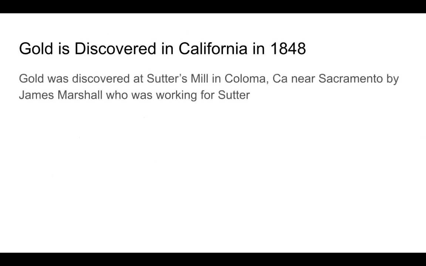We're going to jump ahead quite a bit here to the year 1848, when gold is discovered. Gold is discovered at a place called Sutter's Mill in Coloma, California, which is quite near Sacramento, if you're familiar with that area. It's found by a man named James Marshall, who is working for Sutter. Sutter is trying to build a community. James Marshall is building a sawmill for Mr. Sutter, and then he finds something shiny in the water. He goes down and picks it up.